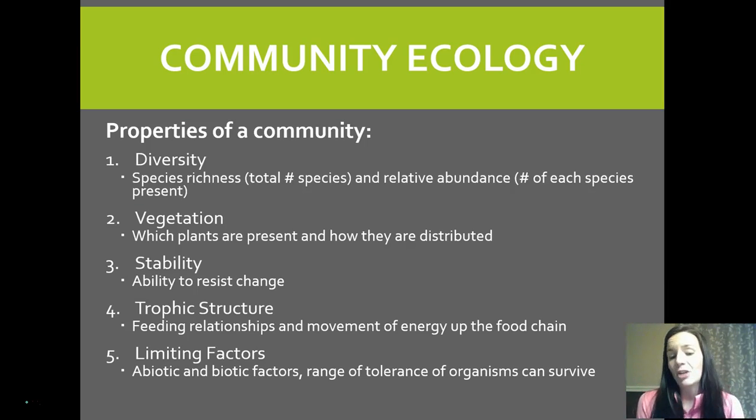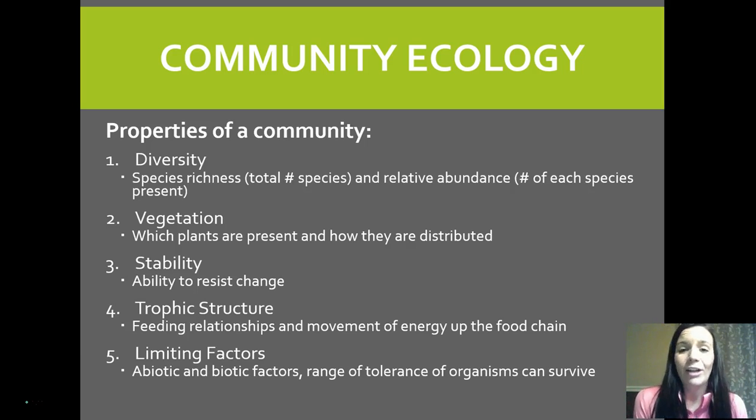So there's 5 major things that are properties of a community that we look for. First of all, diversity. So 2 components here, species richness, which is the total number of species, and then the relative abundance, which is the number of each species that is present.